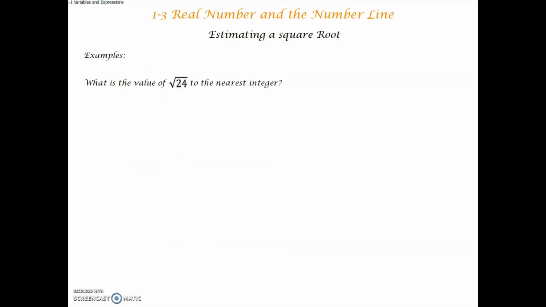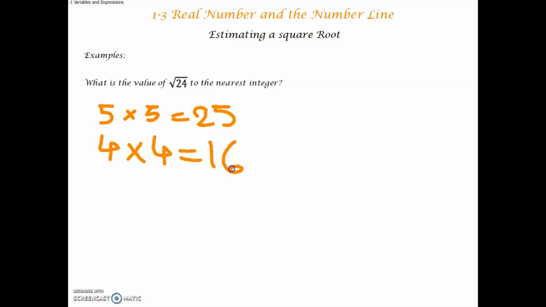Estimating a square root. What is the value of the square root of 24 to the nearest integer? We can check: 5 times 5 equals 25. That is close to 24. What's another one? 4 times 4 equals 16. Which one is closer to 24? 25 is. So the closest integer is 5.